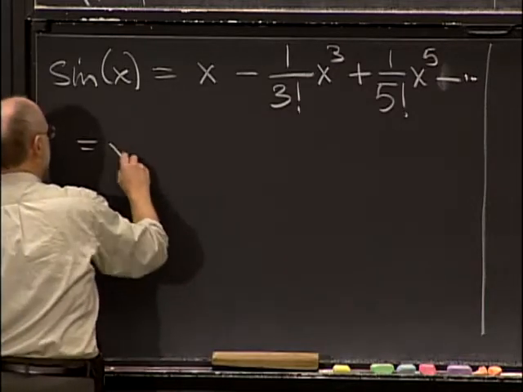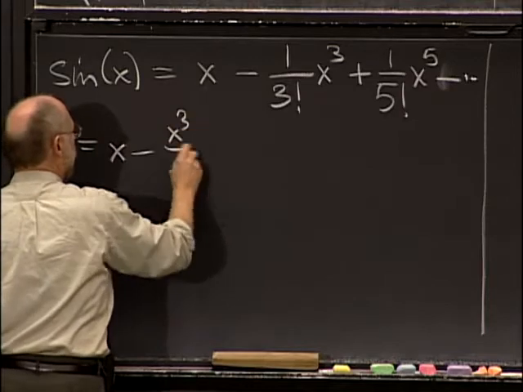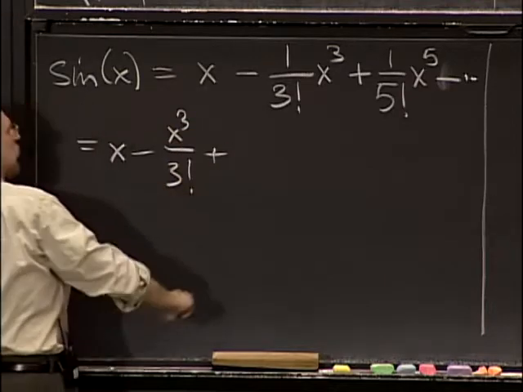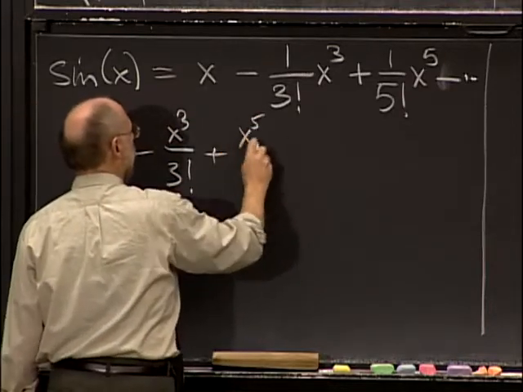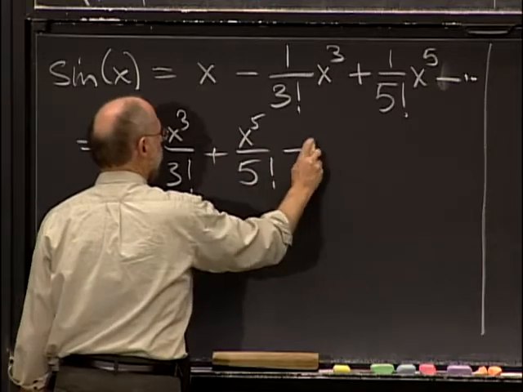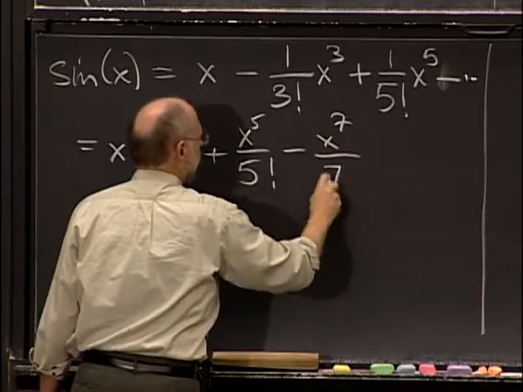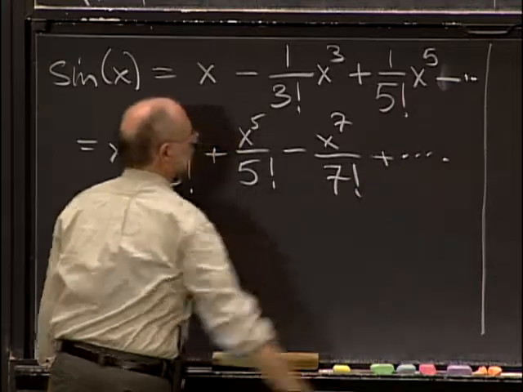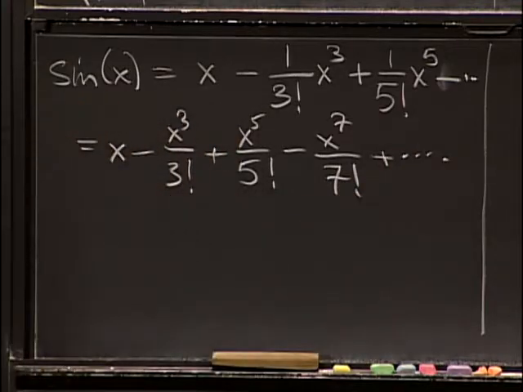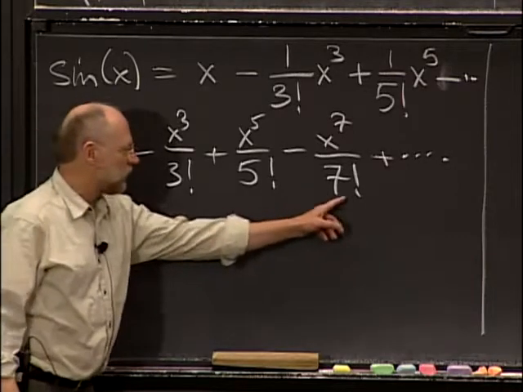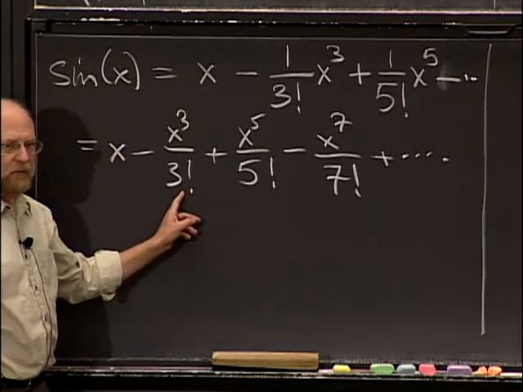Let me write this out again, just so we have x cubed over 3 factorial. So it's x minus x cubed over 3 factorial plus x to the fifth over 5 factorial. You guessed it, and so on. That's the power series expansion for the sine of x. Okay? And so the signs alternate, and these denominators get very big, don't they?